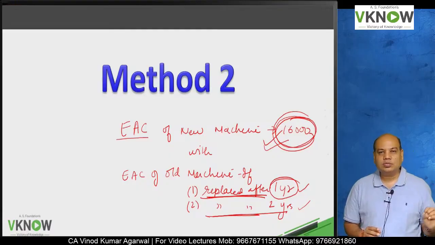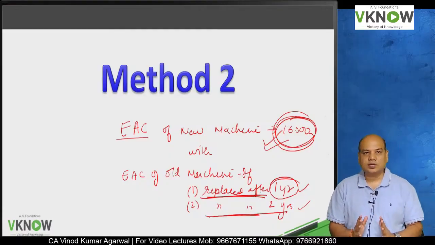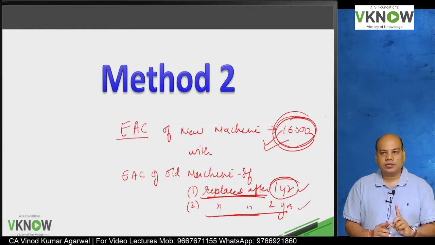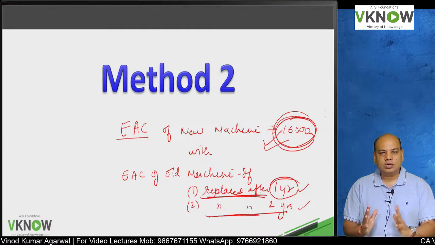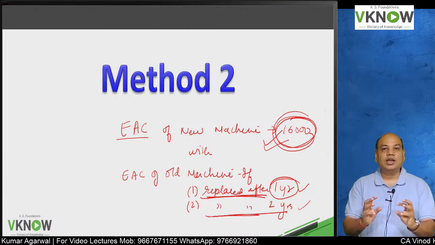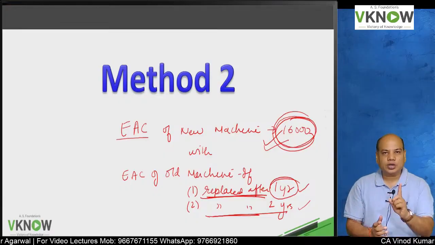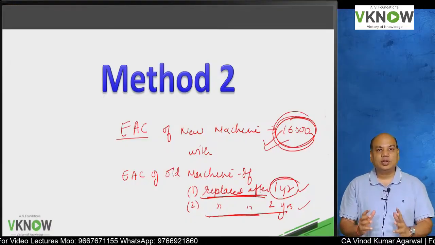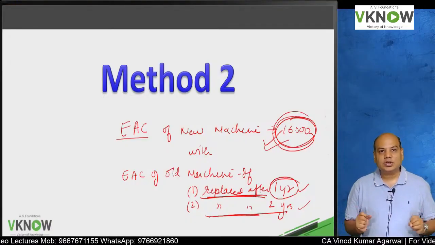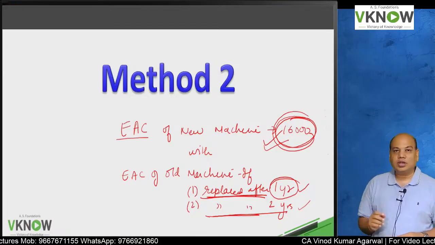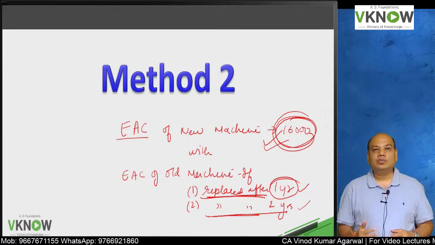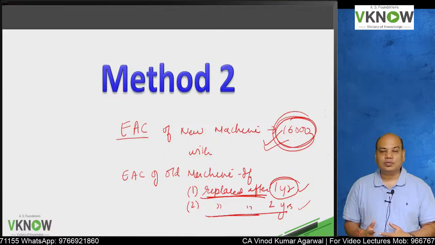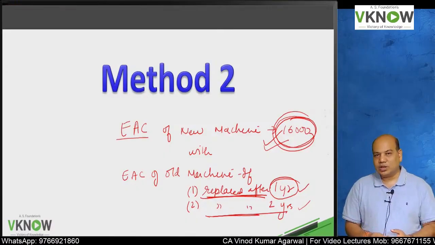One is the new machine whose EAC is 16,000. Second, the old machine, assuming it has one more year of life. If you use it for 1 year, what will be the EAC? What is the annual usage cost? All numbers converted into a single figure EAC. And if you use the old asset for 2 years, what will be the EAC? Comparison becomes easier. And then in the exam, whichever method you find easier to understand and whichever takes less time to solve, you can use that method. Both methods are allowed.